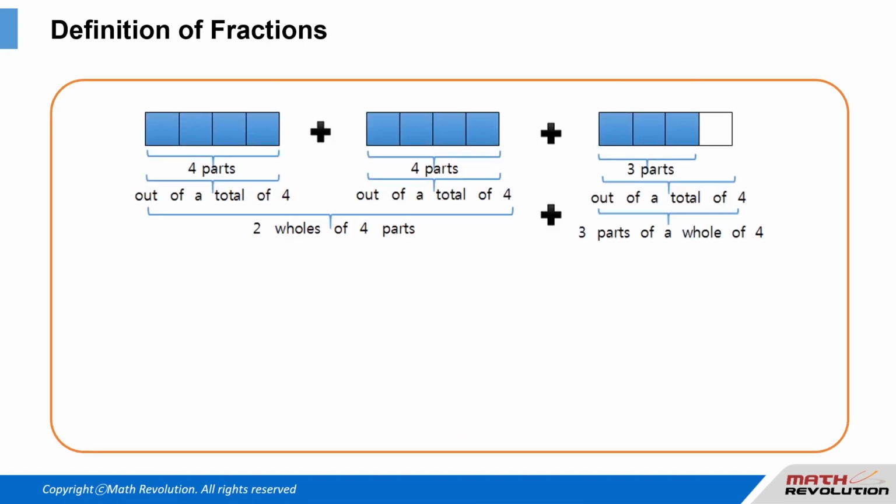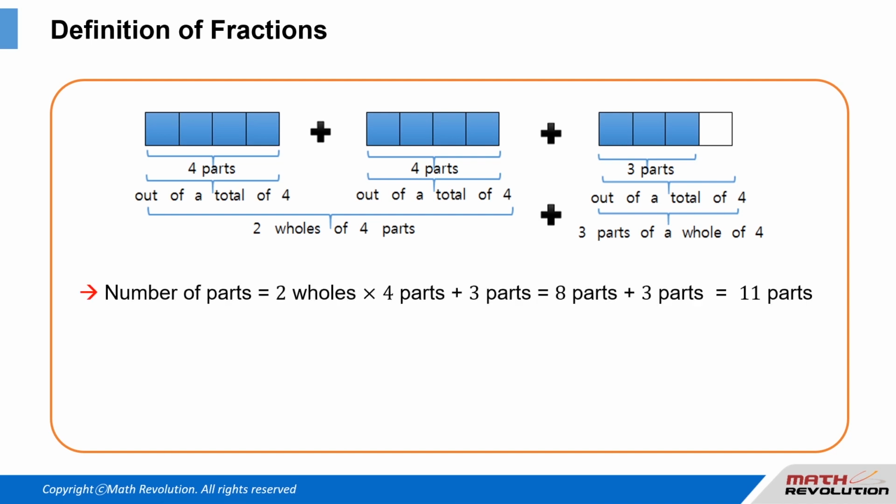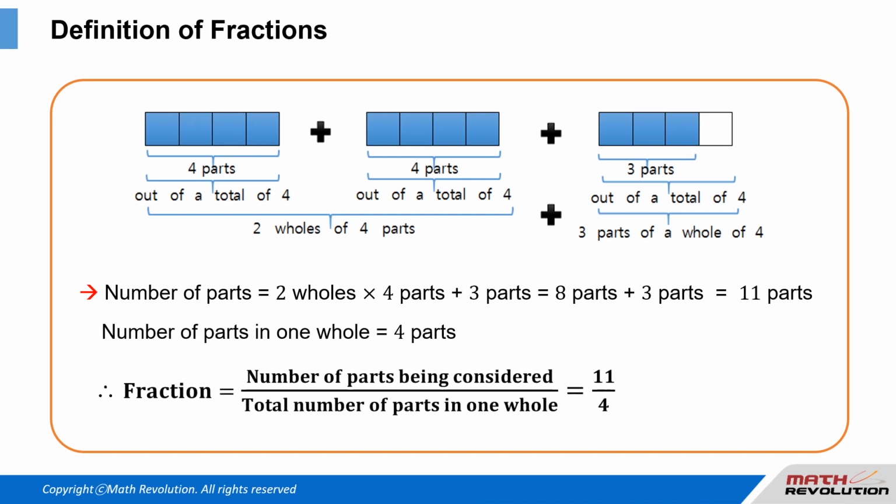4 parts out of a total of 4 plus 4 parts out of a total of 4 means 2 wholes of 4 parts when added to 3 parts out of a total of 4. Number of parts equals 2 wholes of 4 parts plus 3 parts equals 8 parts plus 3 parts equals 11 parts. Number of parts in one whole equals 4 parts. Therefore, fraction equals number of parts being considered over total number of parts in one whole equals 11 over 4.